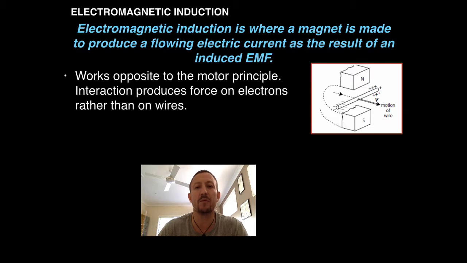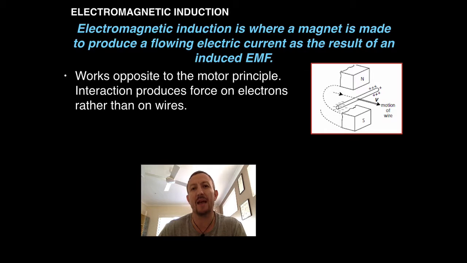And the motor principle works on the idea that if we get a moving charge going through a magnet, the two magnetic fields which are generated, one from the magnet and one from the moving charge, will interact to produce a force and produce kinetic energy. Well, in electromagnetic induction, it works in the opposite direction.